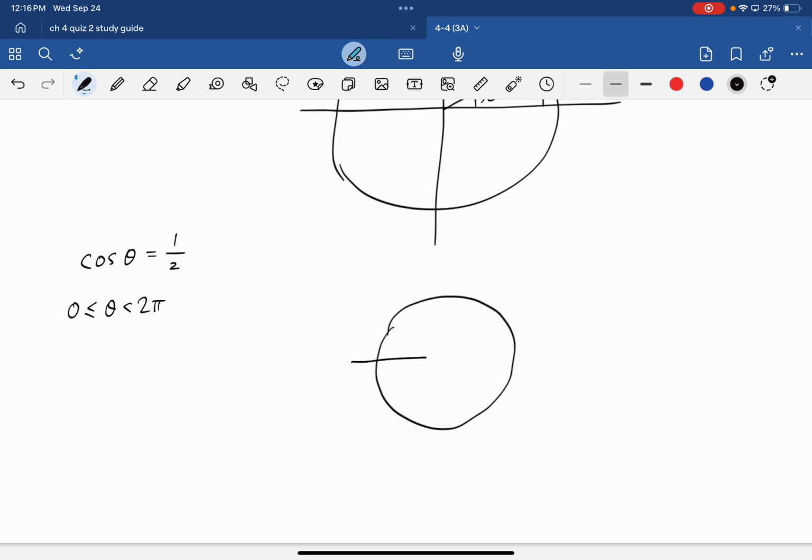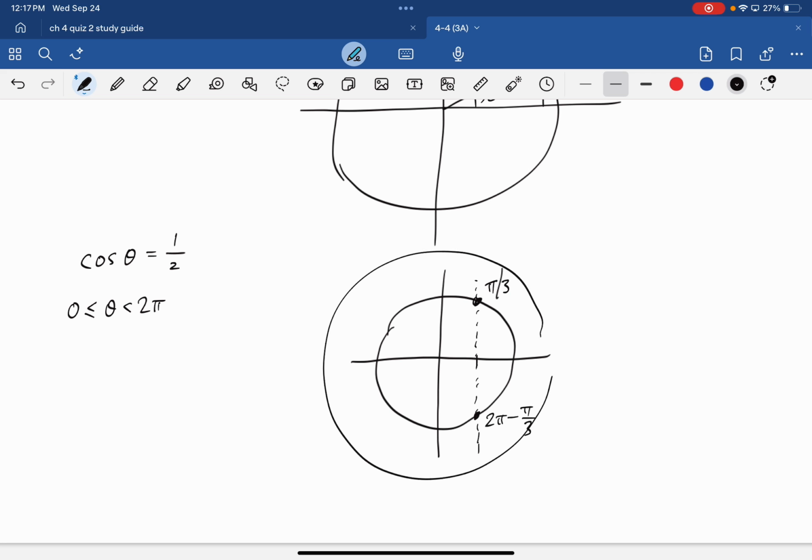Okay, we're going to draw our circle, and we're looking for 2 points that have x-coordinate 1/2. So those are anything along this line. So that's these 2 points. This one is pi over 3, and this one is 2 pi minus pi over 3, right? Because we're going all the way to 2 pi, and then we're going pi over 3 backwards. So that's 5 pi over 3.